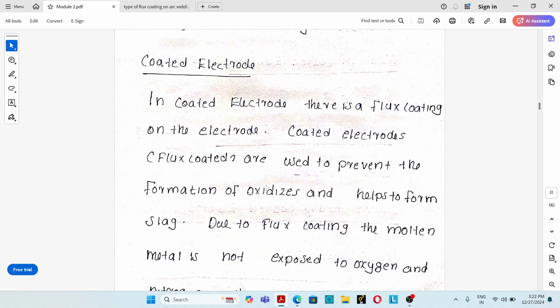Second one is the coated electrode. A coated electrode consists of a flux coating over the electrode. Flux is basically a chemical component. The flux undergoes a chemical reaction producing a shielding gas, and it prevents the formation of oxides and helps to form slag.